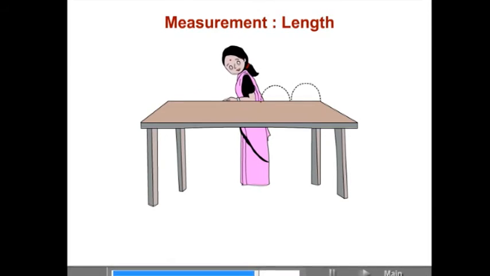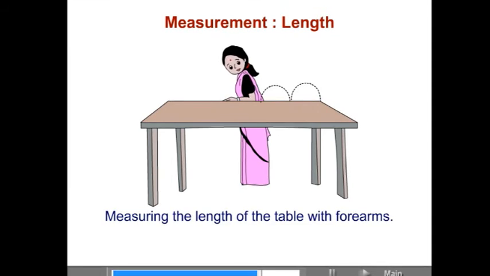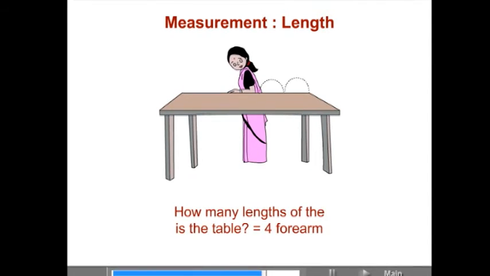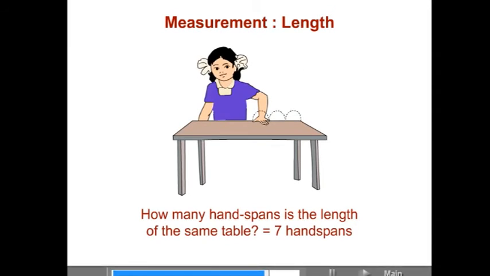You can see Mrs. Kulkarni, the school teacher, is measuring the length of the table with the help of her forearm. Can you do the same? How many forearm spans is the length of the table? How many hand spans is the length of the same table?